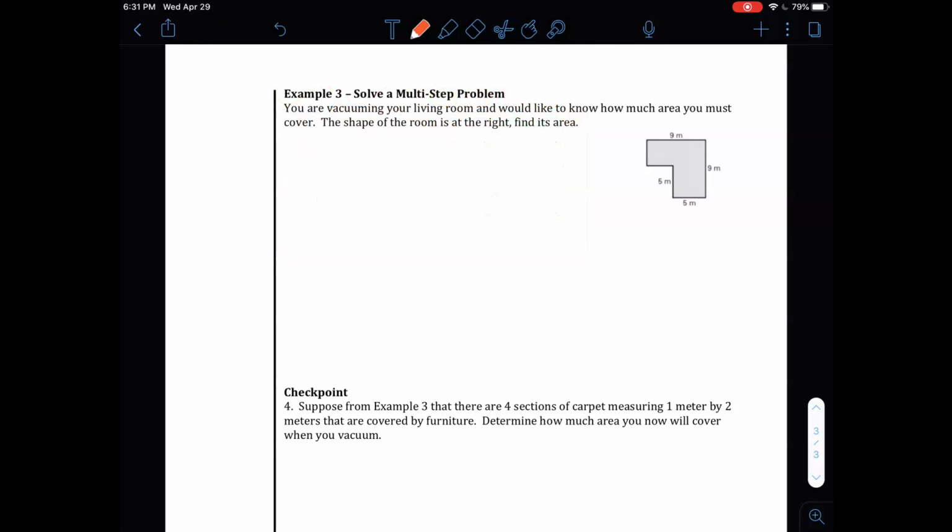So, solve a multi-step problem. You are vacuuming your living room and would like to know how much area you must cover. The shape of the room is at the right. Find its area.